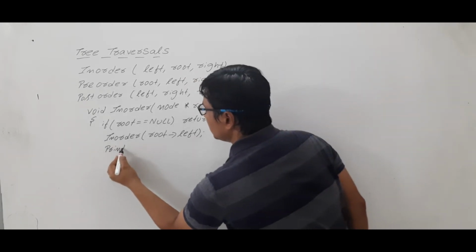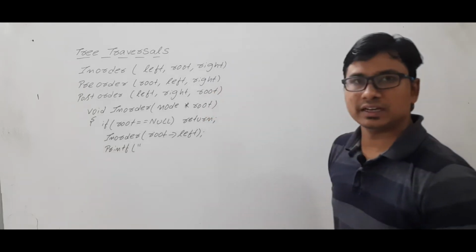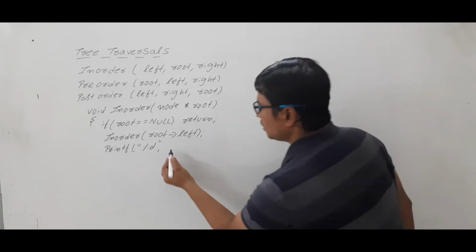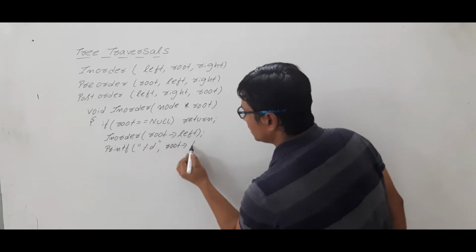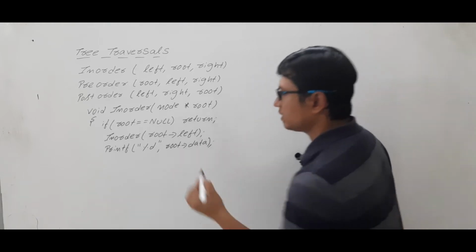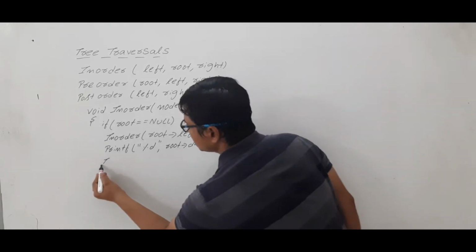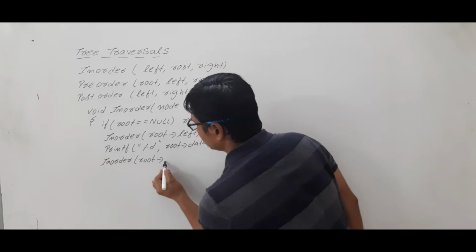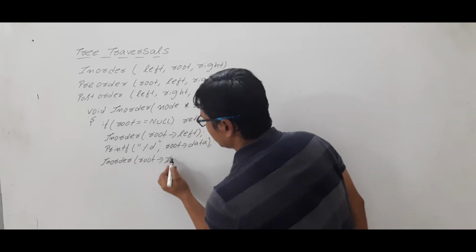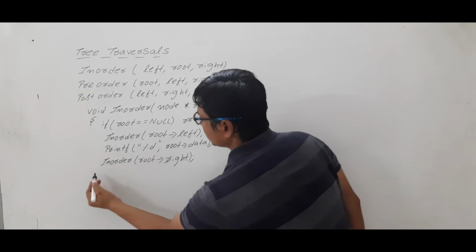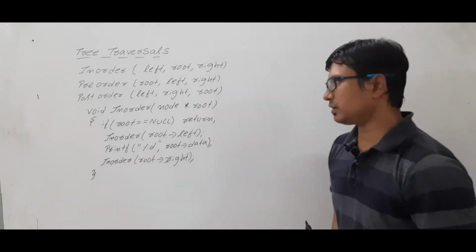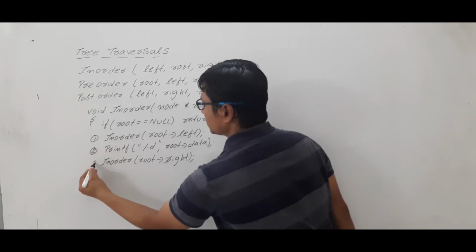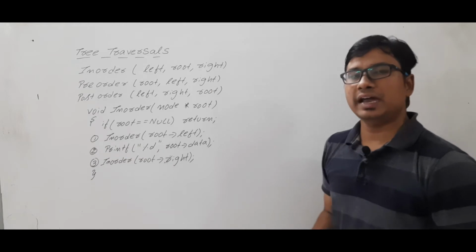So printf, here I am considering the elements in the tree as integers. So printf %d root of data. Then I need to visit the right subtree, so inorder of root of right. So this is the pseudocode for the in-order traversal. Now let me write this as step 1, step 2, step 3. These three steps you need to perform at each node.